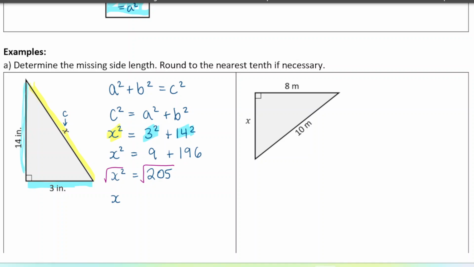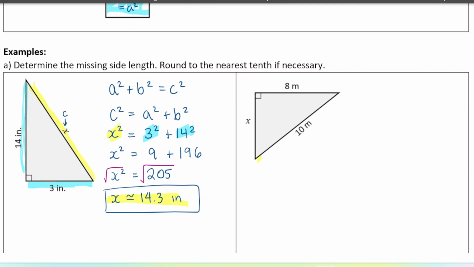I can do it on my calculator. And it rounds off to 14.3. Because it's not exact, you can see I didn't use an equal sign. I used this sort of squiggly. That means I've rounded it off and it's not exact. But 14.3 would be the length of that yellow side there. Okay, let's do another one.